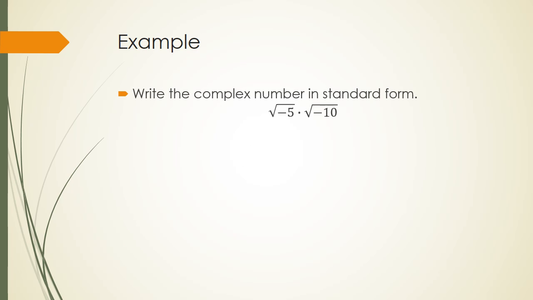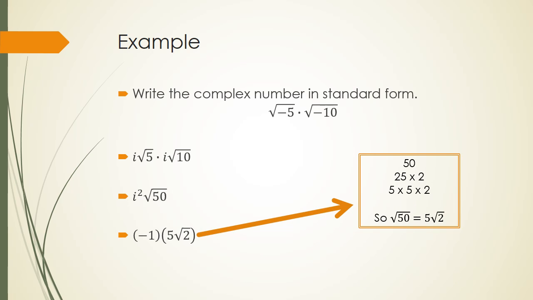All right, let's write this complex number in standard form. I'll give you a little hint. You must rewrite these as i times the square root of 5 times i times the square root of 10 first. Pause the recording and try this. Don't forget, we need to break down the 50, and i squared is -1. So we have -1 times 5 square root of 2, or -5 square root of 2. And there on the right, you see how we broke down the 50.